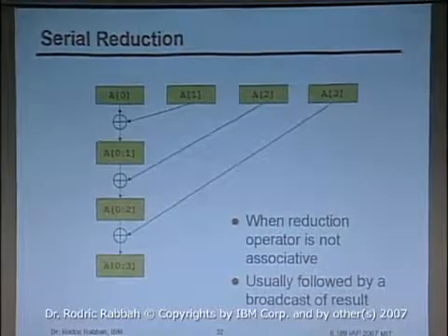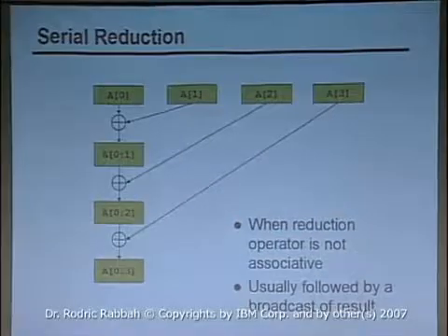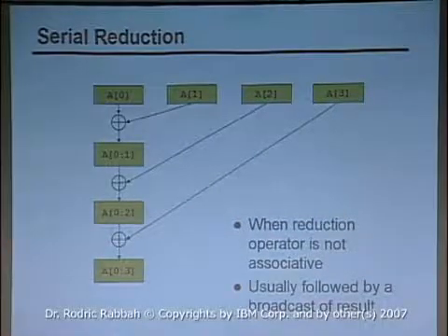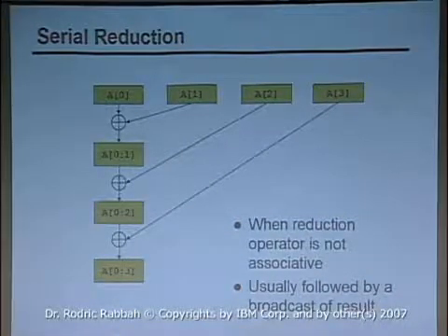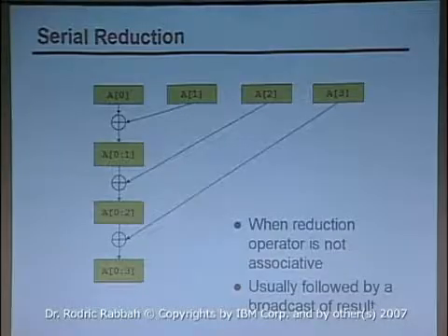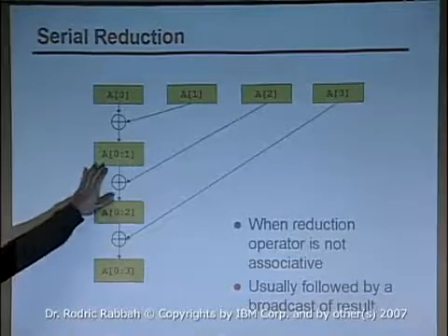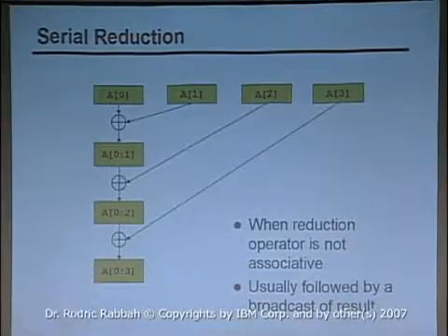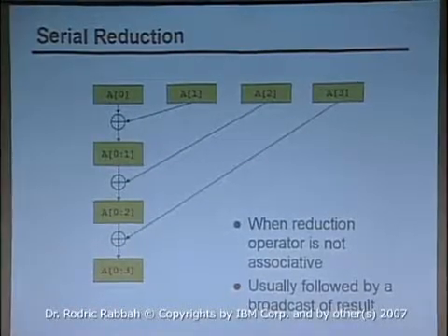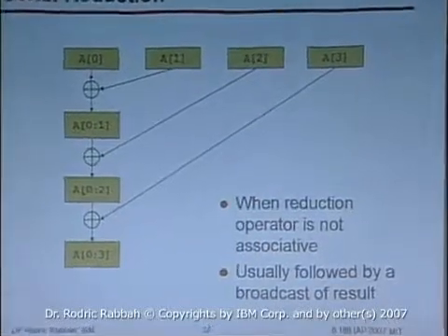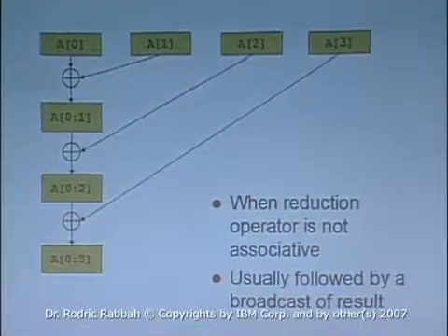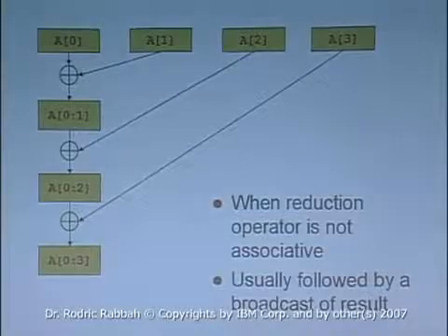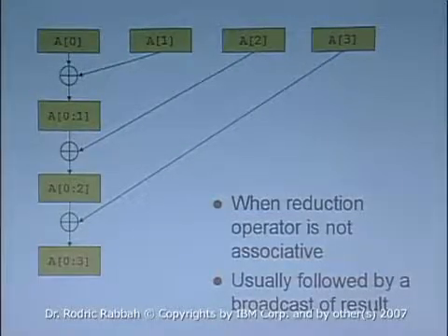So you have an array of 4 elements, A0, A1, A2, and A3, and you can do a serial reduction. I can take A0 and add it to A1, and that gives me a result. Then I can take A2 and add that to it, and I can take A3 and add that to it. At the end, I've calculated the sum from A0 to A3. This serial reduction applies when your operation isn't associative.